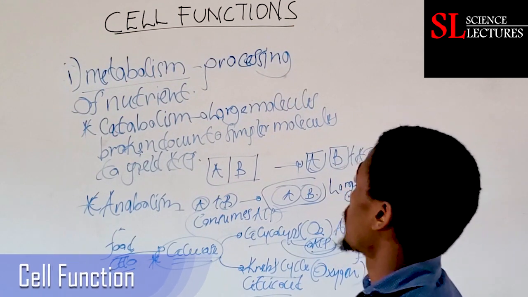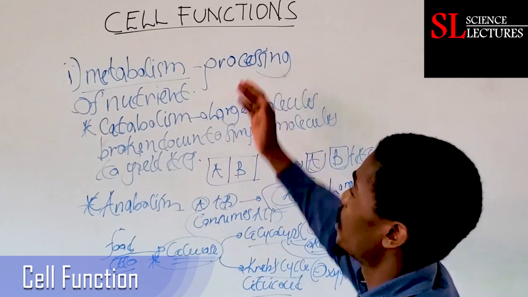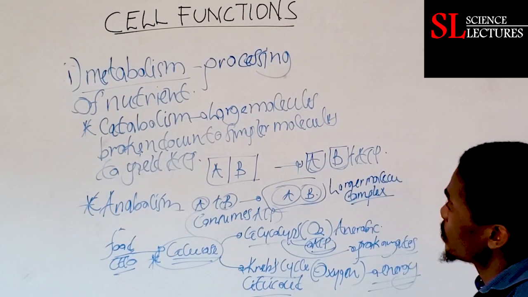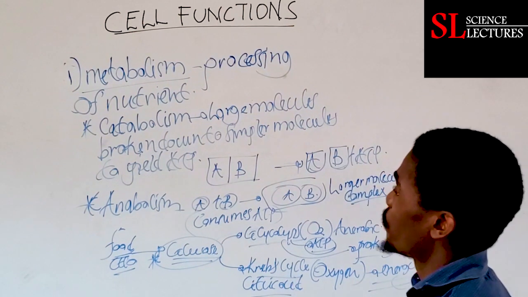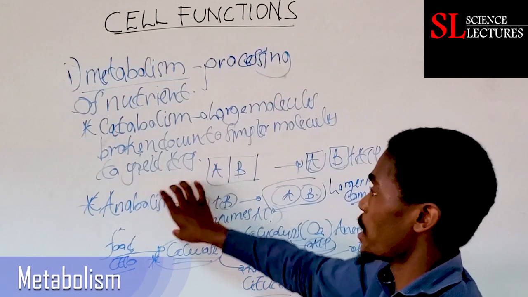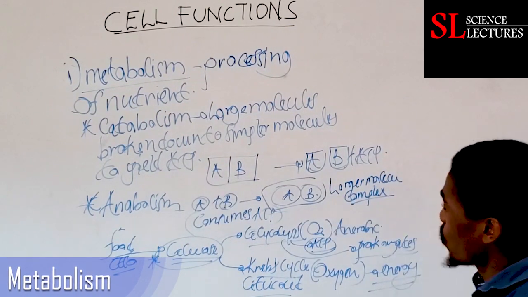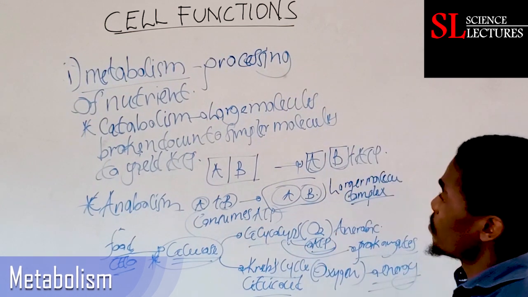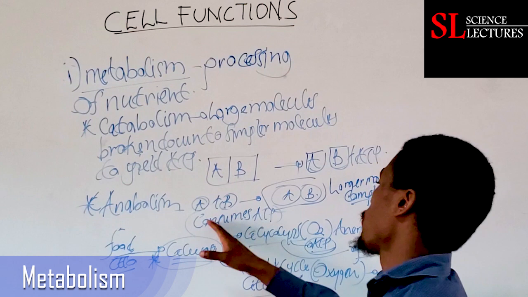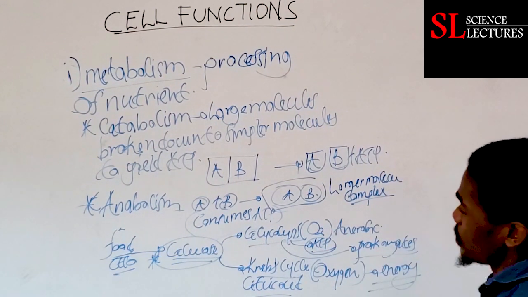So that is how metabolism is, a function of cells, where we are processing nutrients, and it is divided into catabolism and anabolism. Catabolism, we are breaking a large complex molecule to form simpler molecules and ATP. Then anabolism, we are joining two simpler molecules, consuming ATP, to form a larger molecule.